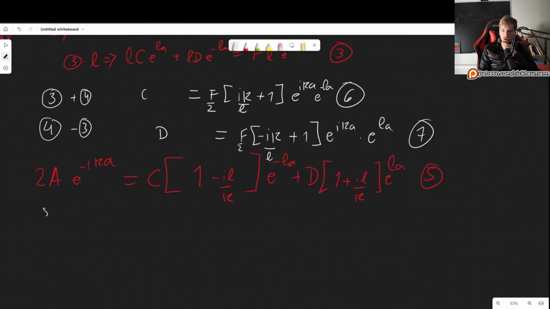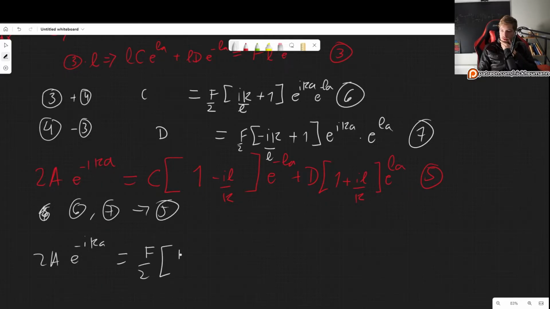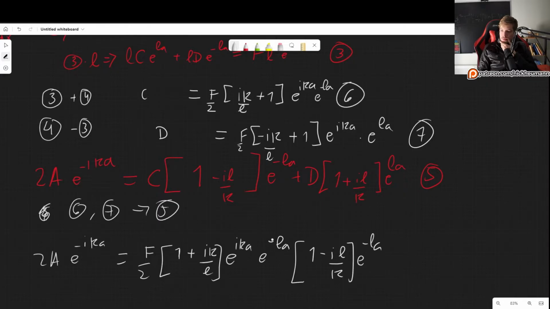So we plug in 6 and 7 into equation 5. So we get 2a e to the minus ikA. This is equal to C, but C is this thing. So F over 2 times, I like to have the 1 first, but it doesn't matter, IKL e to the IKA e to the minus LA. And now times the rest. So 1 minus IL over K e to the minus LA, which we can put right next to this one, right? We have 2 times that.